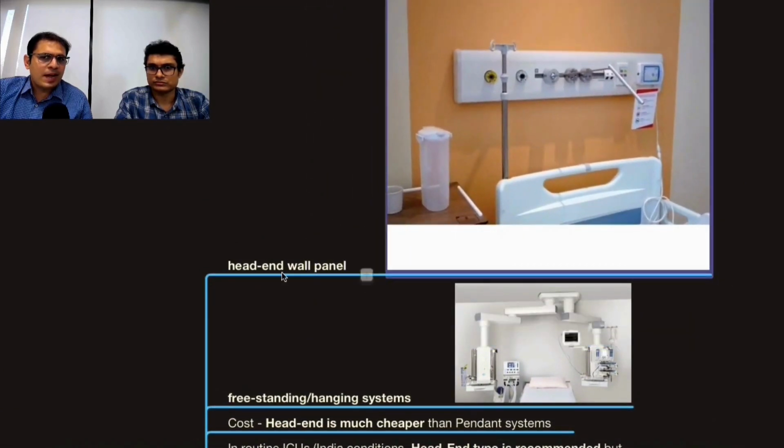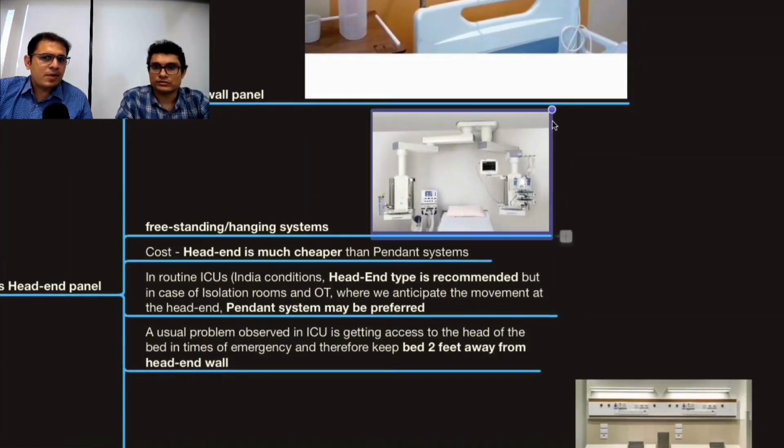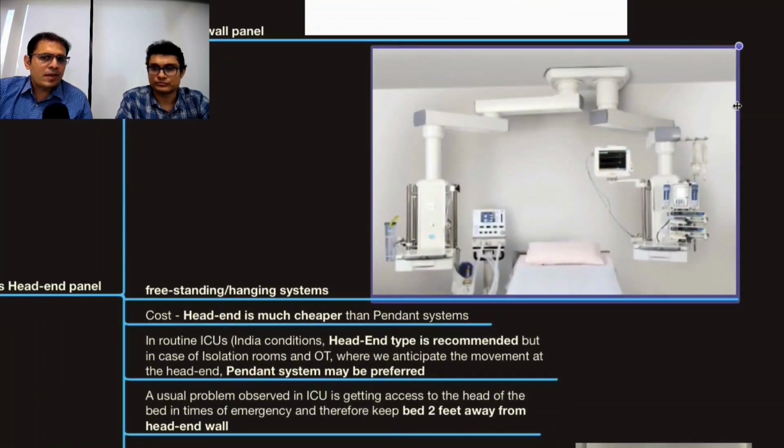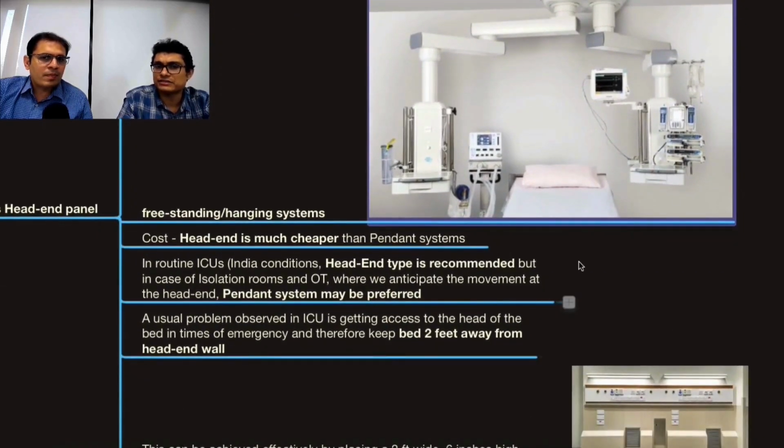You have the medical gases in it, and the light and all those things are there at the back of the head of the patient. And then comes another system called the pendant system. Normally in foreign countries, this is the practice adopted, but it is a little more expensive. Maintenance is also very high, and if you go for international makes, they are almost costing 3 to 4 times the bedhead panel. And it is not actually required. In Indian conditions, this bedhead panel is recommended.